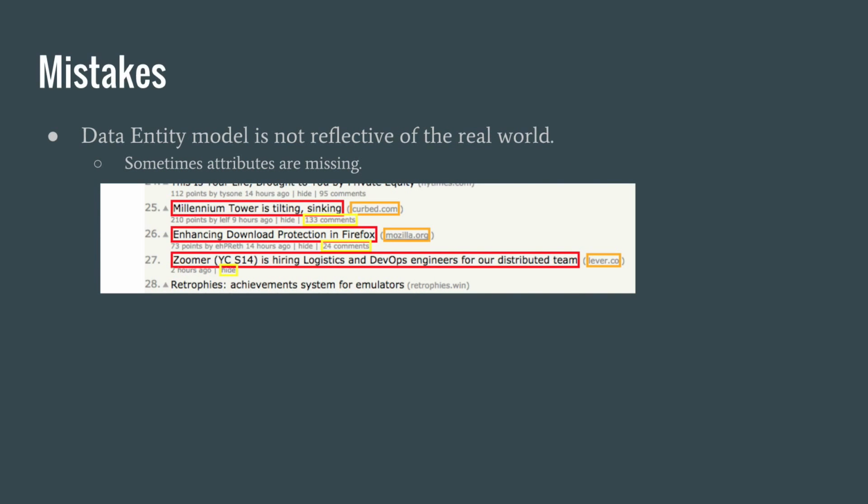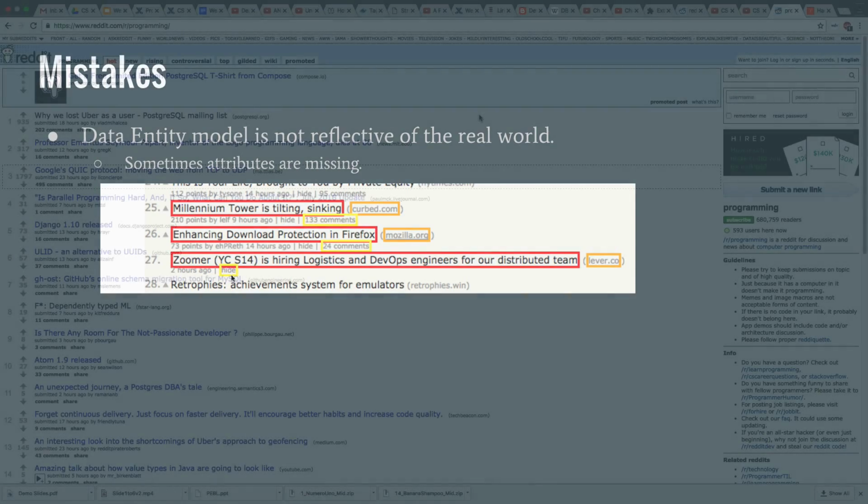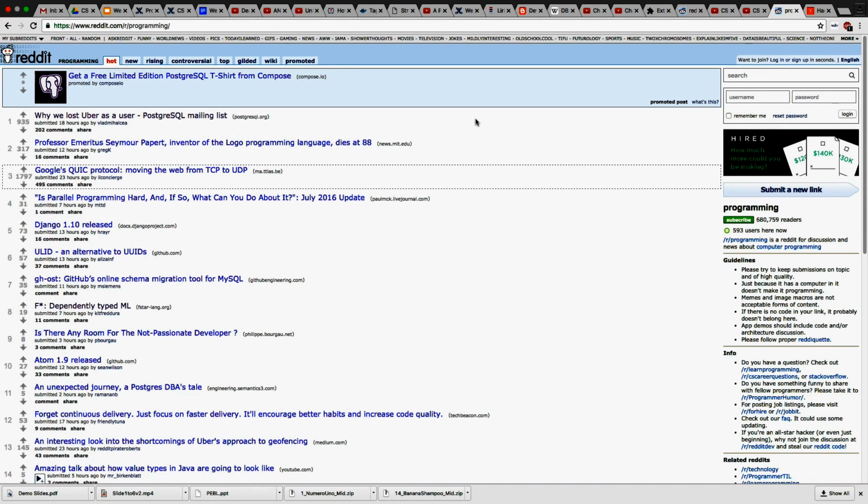Some mistakes that this algorithm falls into: the data entity model itself doesn't reflect the real world. There are categories that don't need to exist, DOM elements that don't belong to the category, and entities that are just missing. We can see the first ones have title, domain, comments, title, domain, comments, and this last one has title and domain, but there is no comments, and it breaks the model. The algorithm cannot handle this situation.